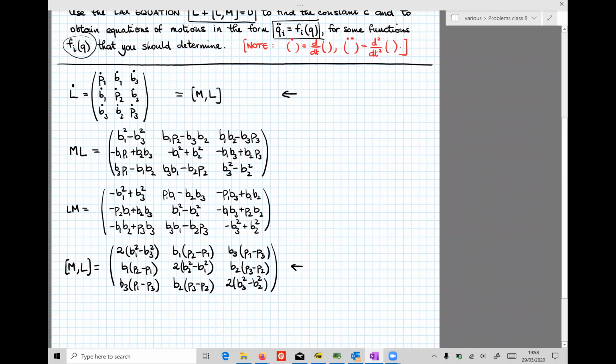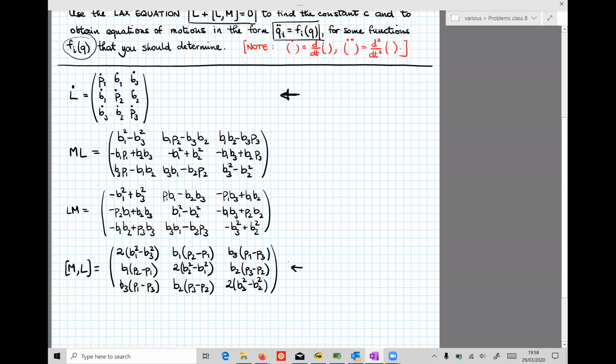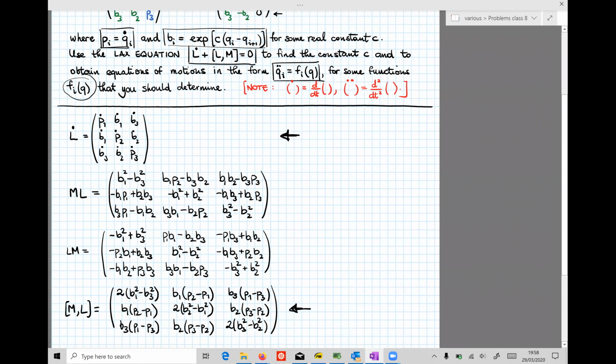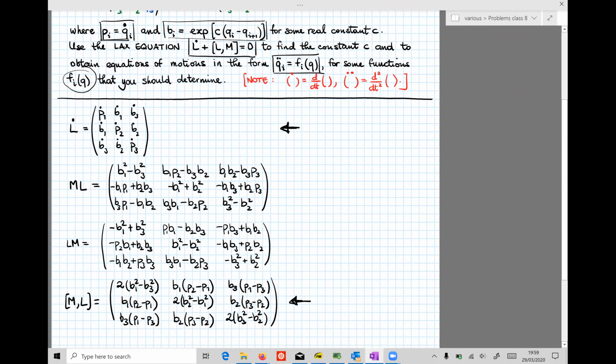So to summarize, we want to now equate L dot computed here with the commutator of M and L computed there. That's what the Lax equation tells us, that these two quantities are the same. And when we do that, we want to determine the constant C, and also to obtain equations of motion for Q that are of the type of Newton's law, acceleration equal to a force.